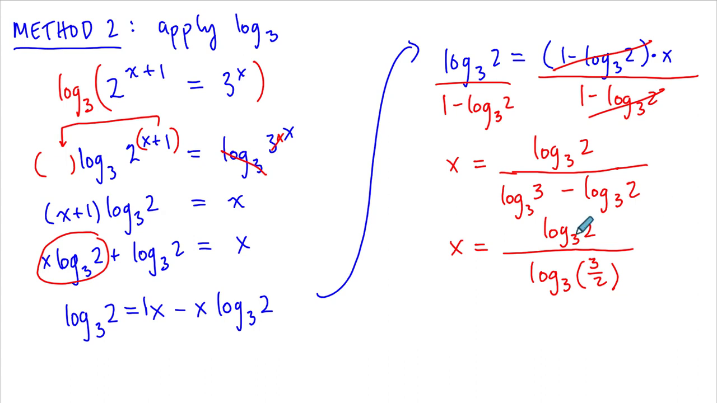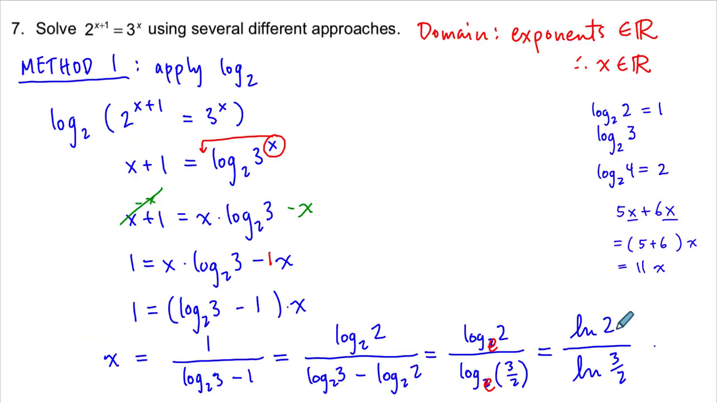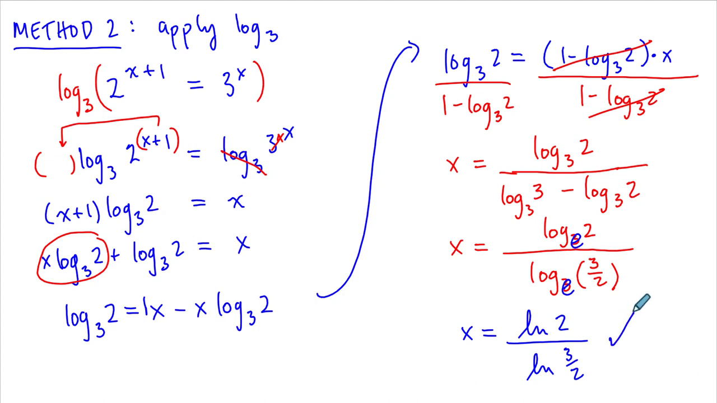And then I can go ahead and change the base to anything that I want, and in particular I might really like base e, so that I get the ln of 2 divided by the ln of 3/2. So if we look back to method 1, the ln of 2 divided by the ln of 3/2 is the same thing. So you might prefer method 1 or method 2.